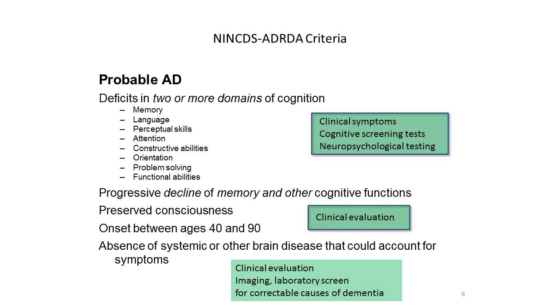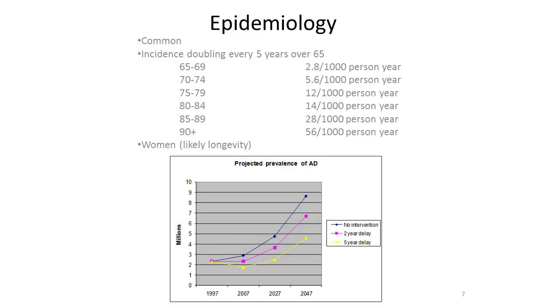hypothyroidism. So, epidemiology, you will see it because it's very common, and the incidence doubles every 5 years over the age of 65. This figure here, I just would like to point out that even with small steps, we can make a huge difference at the public health level.